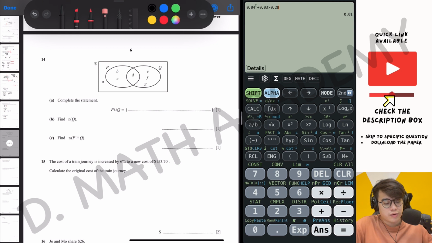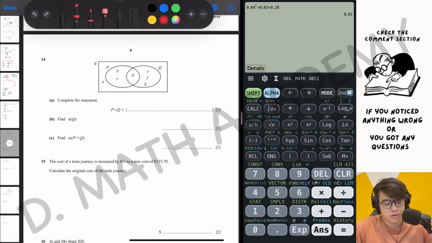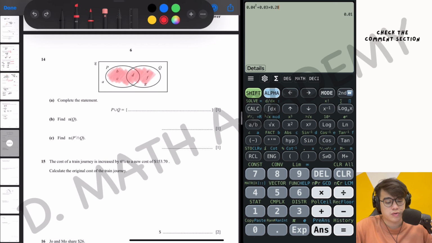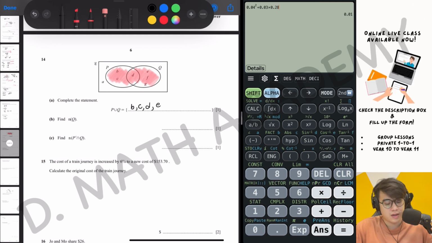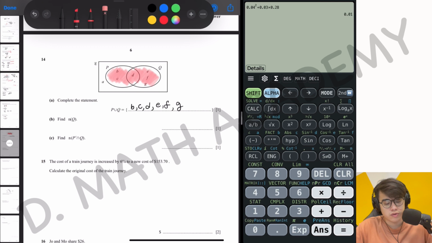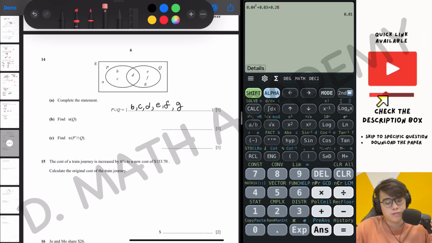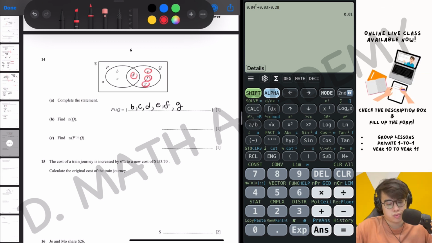Moving on to question 14. They wanted us to write down all the elements that were inside of this. Okay, because they use the term union. So we have B, C, D, E, F, and G. Okay, so that's 6 of them. Okay, moving on to n(Q). n(Q) means counting how many variables are there inside of this. So there are 4 of them. So just write 4, then you're done.